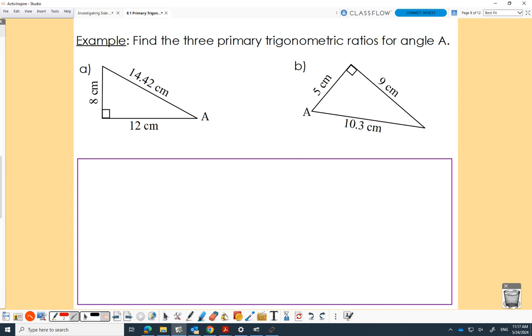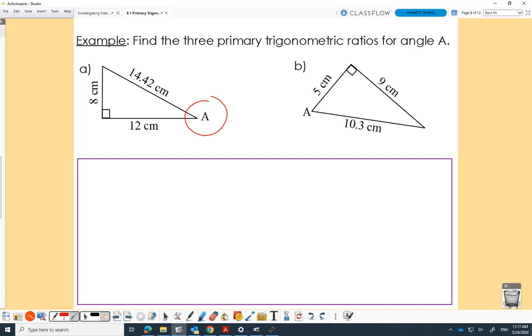Okay, now's where the lesson actually begins. Here's where we go, do you know what's happening? It says, find the three primary trig ratios for angle A. One step at a time the first time you go through it. It says do angle A. I encourage you to circle angle A and say, that's the one I'm going to do in this question.